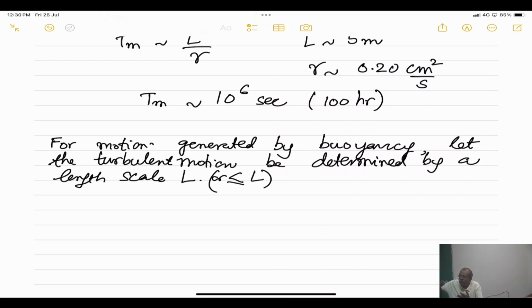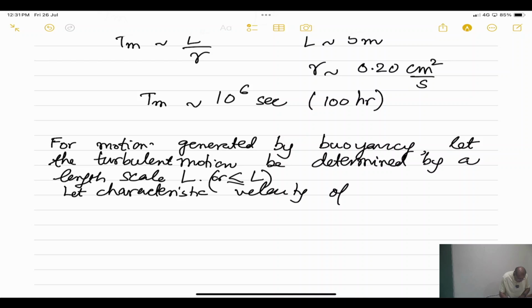We have things like what we call eddies. The air starts to move and forms a vertical pattern: hot air rises up, cool air comes down. So overall the largest scale of that motion will be something like L. Now let the characteristic velocity of this motion be u.